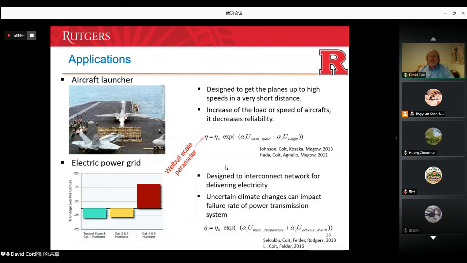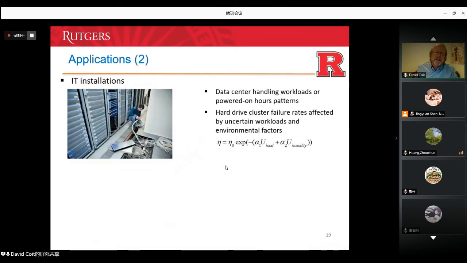We continue to look at the electrical power grid, the components in this system. The Weibull scale parameter might in fact vary based on the mean temperature, the number of extreme events, which is the term we use for floods and things like that.